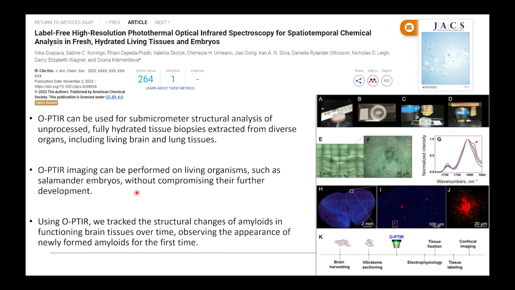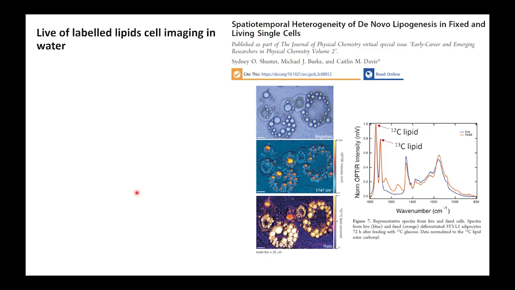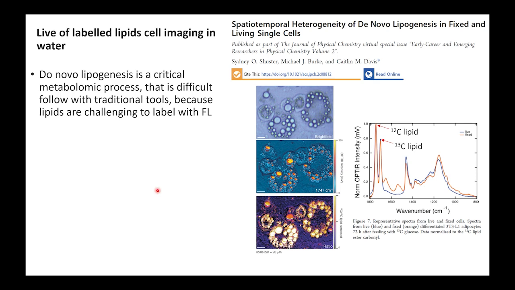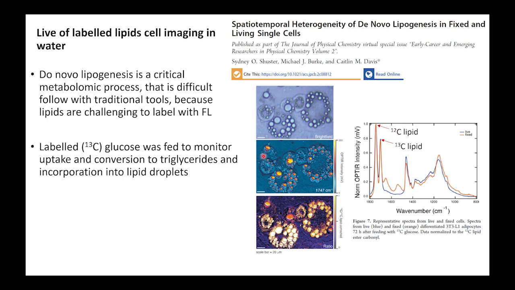Right. Caitlin Davis from Yale in the US, she's looked at de novo lipogenesis, lipid metabolism pathway, and she's looked to see the heterogeneity of that across cell types, all label free. And so we've got a bright field image, a single frequency lipid image, and then she's actually fed these cells carbon-13 labeled glucose. Here we are, labeled glucose. And then she's looked to see how that carbon-13 labeled glucose was metabolized into carbon-13 labeled lipid.